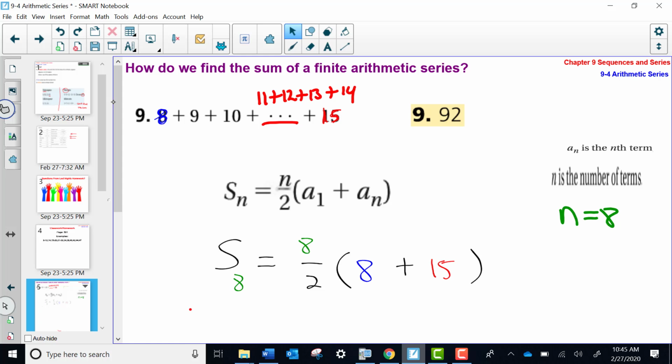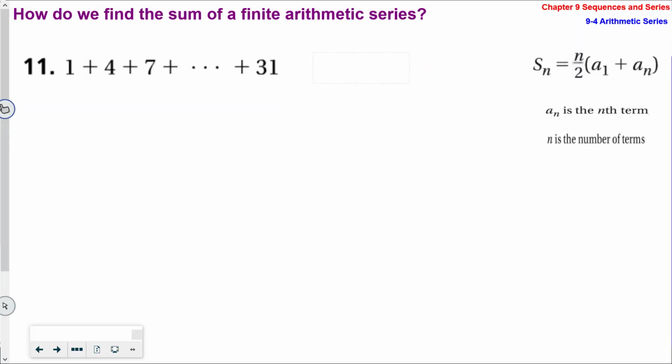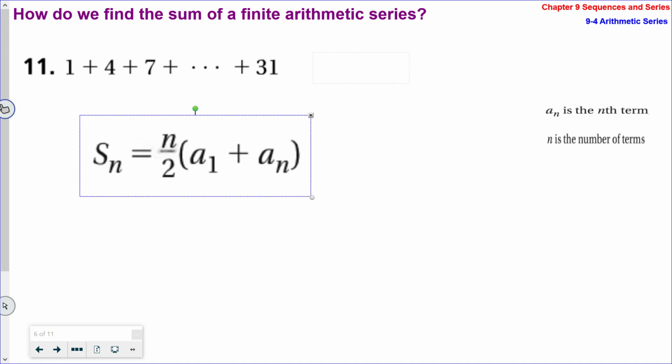Next example. Or does anyone have any questions about the example we just covered? All right. Next example is on the board. The first thing we need to know is how many terms. How many terms are in the series? How many terms are in the series? 31. There are not 31 terms. Yusuf? 11. Why 11? Let's figure it out.